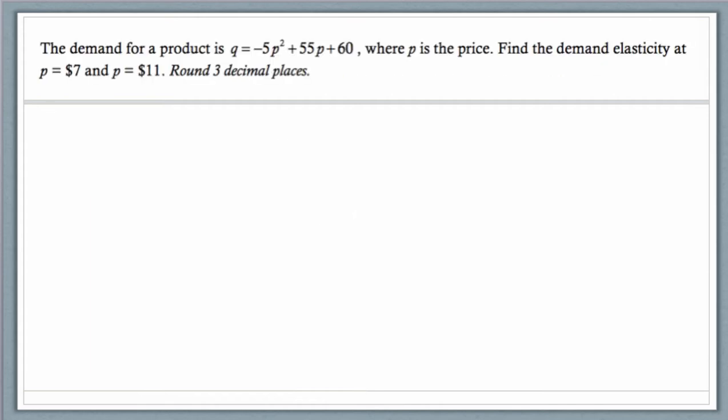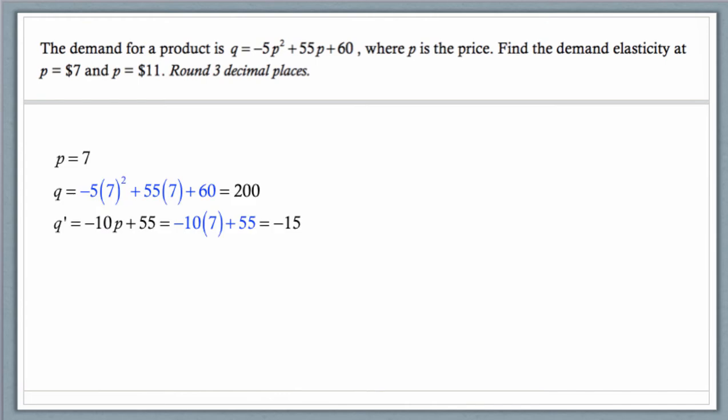The demand for a product is given by this demand function where P is the price. We want to find the demand elasticity at $7 and $11. So in this example, I'm going to show you how to find the elasticity when we have a price of $7. You can try to do it for $11 on your own.